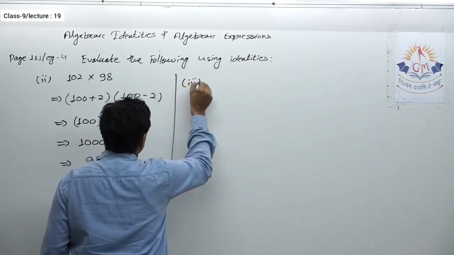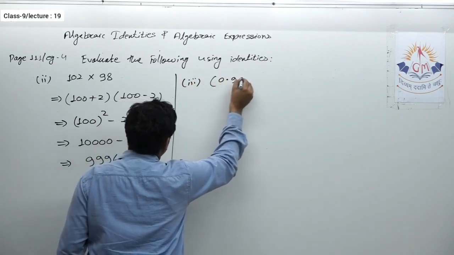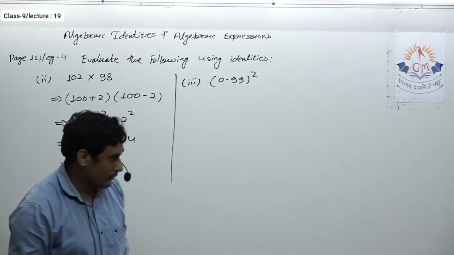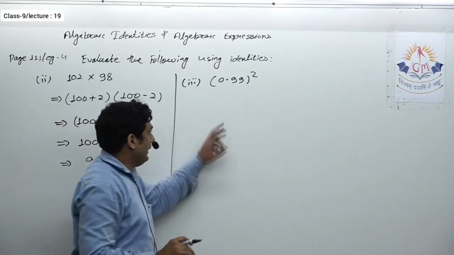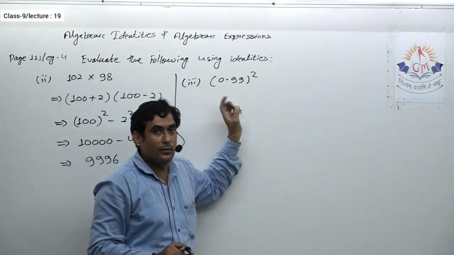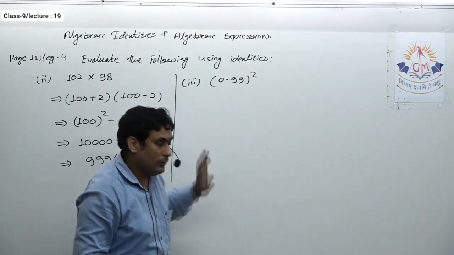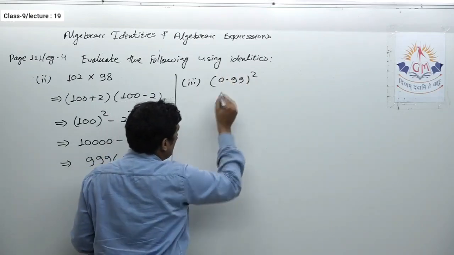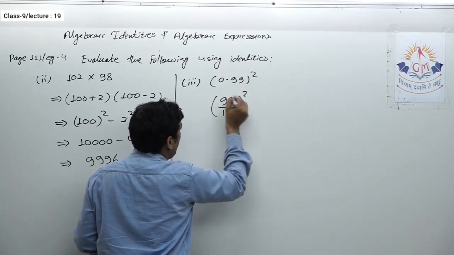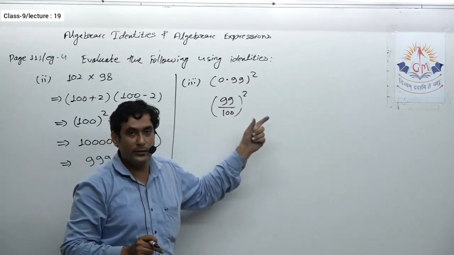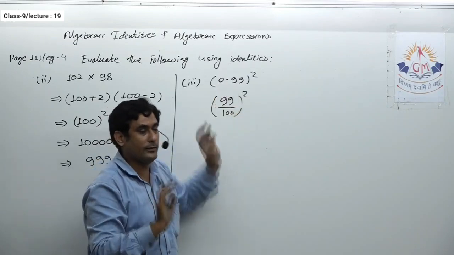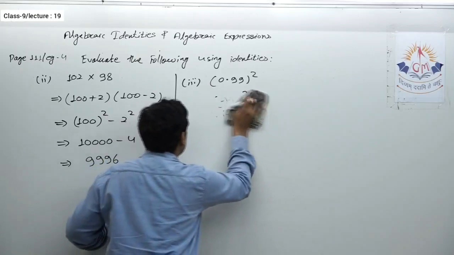This is the third one. It is 0.99 whole square. Again you can see this is near to 1, isn't it? It is 0.01 less than 1. Now if you are getting confused with this decimal, you can write it like this, 99 upon 100. Definitely I can say 99 is 1 less than 100, which means this 0.99 is 0.01 less than 1. Both ways are correct.